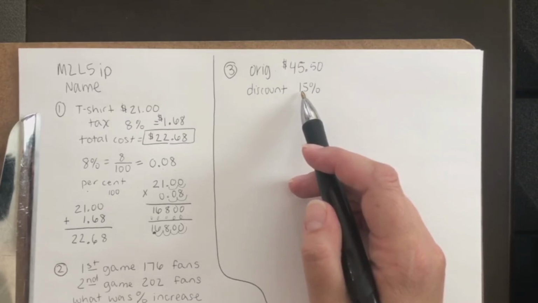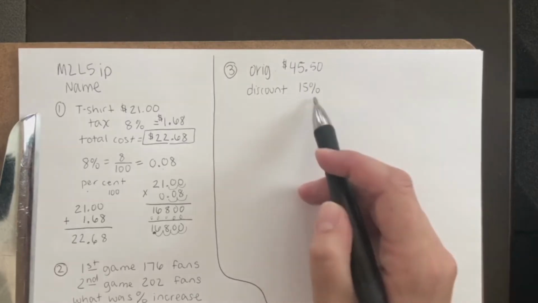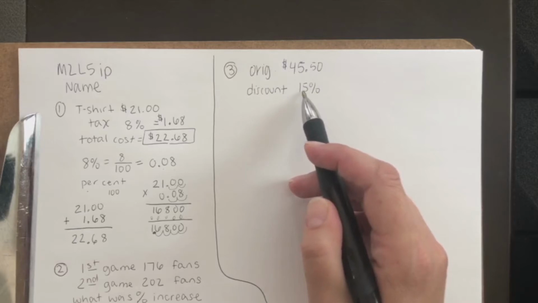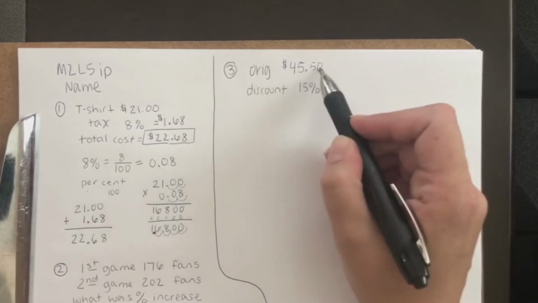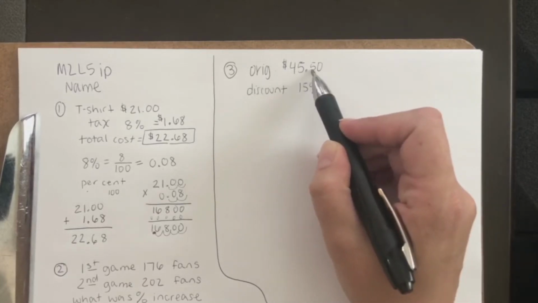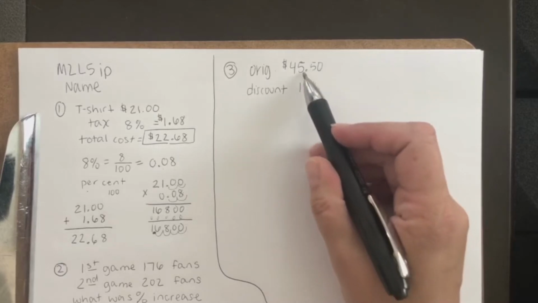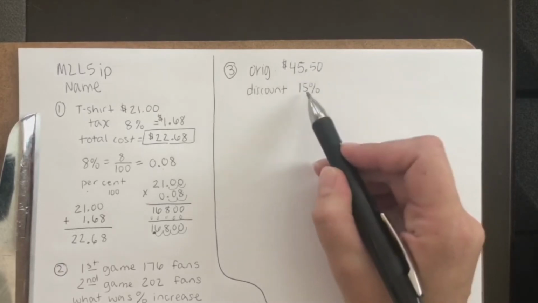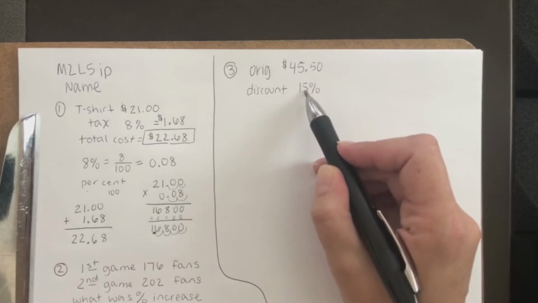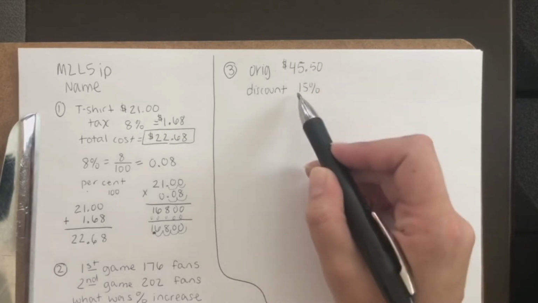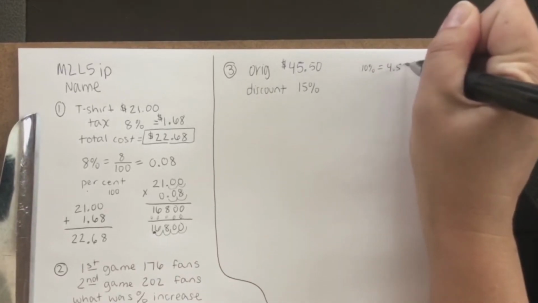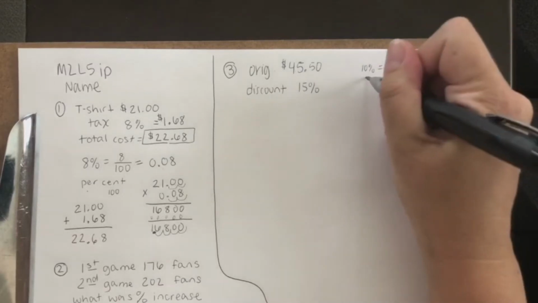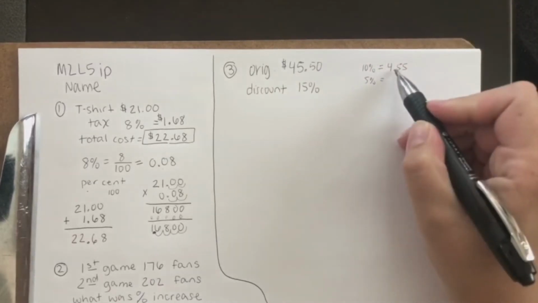So what I like to do to get an estimate in my head, if it's 10% off, it's going to be really easy because you just move the decimal once. So 10% off of $45.50 would be $4.55 off the price. So it'll bring it down to just over $40. But 15, a 5 is another half of that. So if 10% is going to be $4.55 off the price, 5% is going to be half of that.